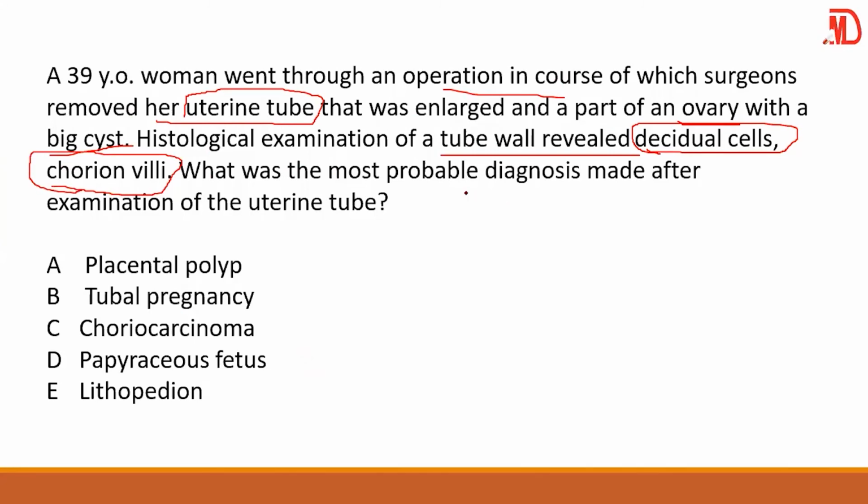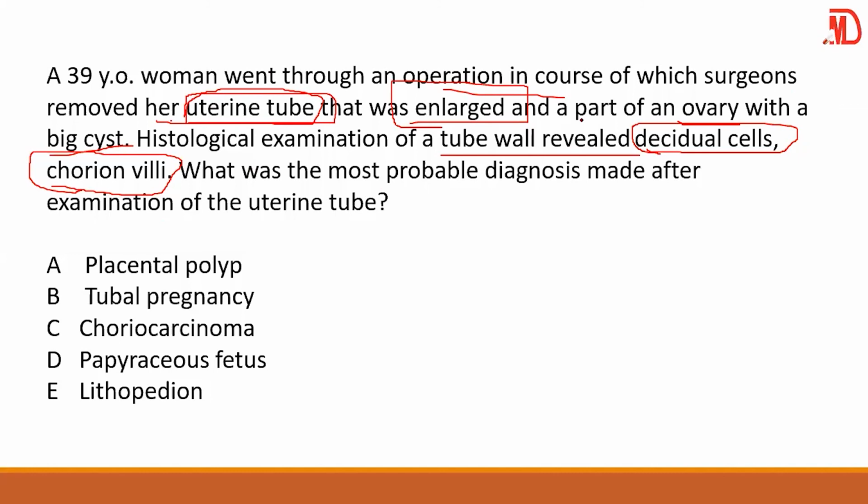What is the most probable diagnosis made after examination of the uterine tube? Look, they've told you that there is an enlarged, they removed the uterine tube. Uterine tube is like the fallopian tube. It is the fallopian tube or the tubes. Okay. That was enlarged.